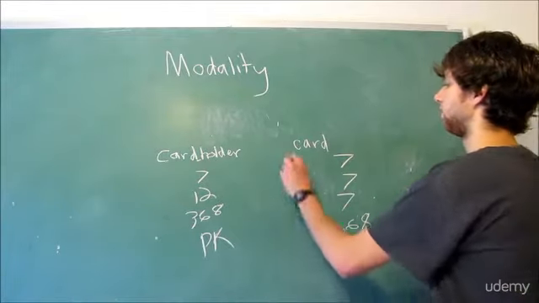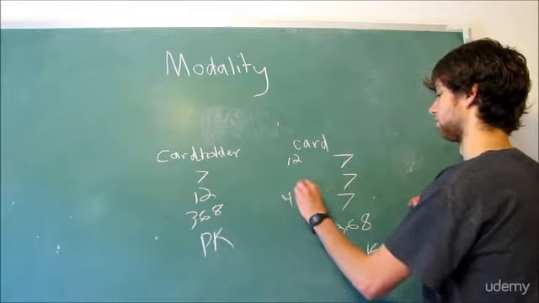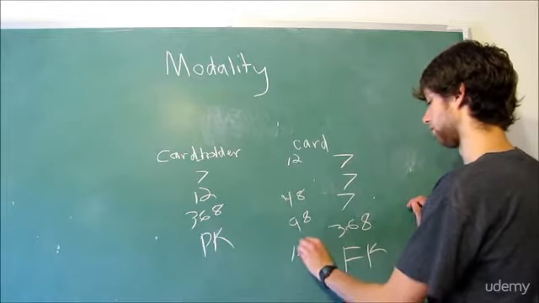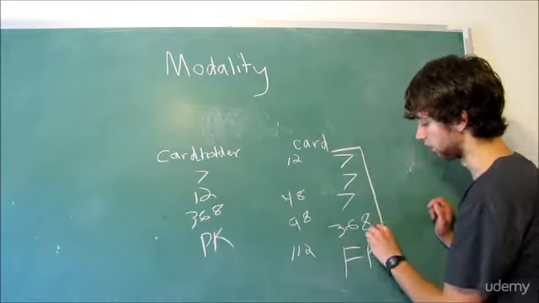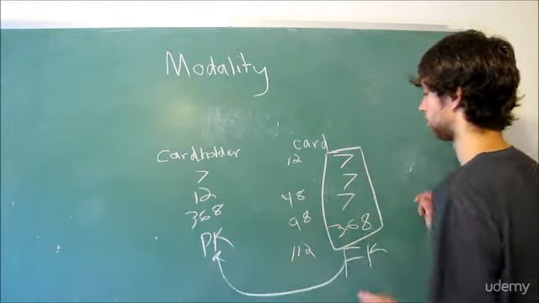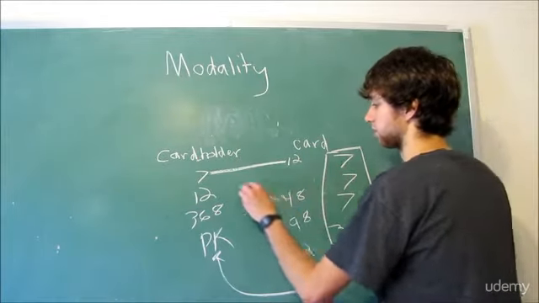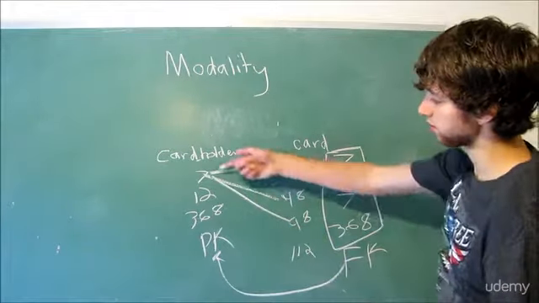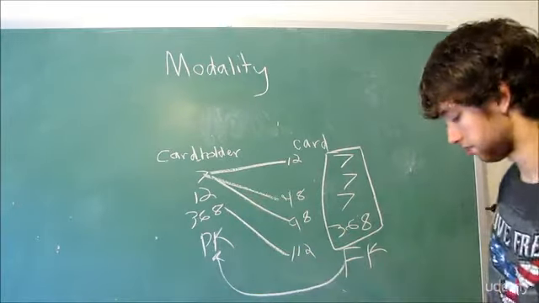So we have a card with the ID of 12, we have a card with the ID of 48, I'm just making up numbers right here. We have a card with the ID of 98, we have a card with the ID of 112. Well, they each have an owner. You see, this is the owner, and this is a foreign key which references the primary key. So 7, this card's going to be owned by that person. 7, this card's going to be owned by that person. 7, this card's going to be owned by that person. So all of these 3 cards are owned by that person. 368, that's going to be owned by somebody else.